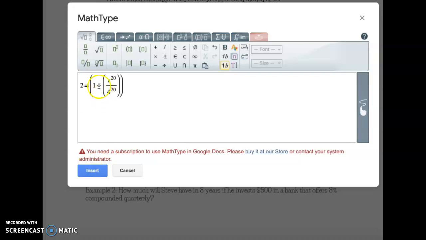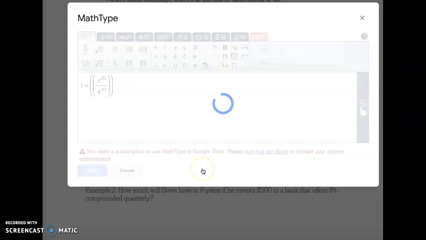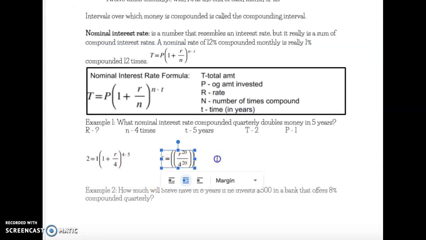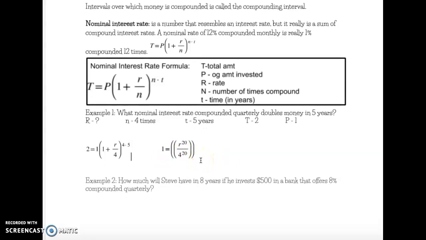Once I get here, how do I get this 1 away? Well, I subtract. So 2 minus 1 is 1, and I'm left with 1 equals all of that. Now I know I may have lost you. This is just simplification. That is why I'm going to go a little bit easier at this point.